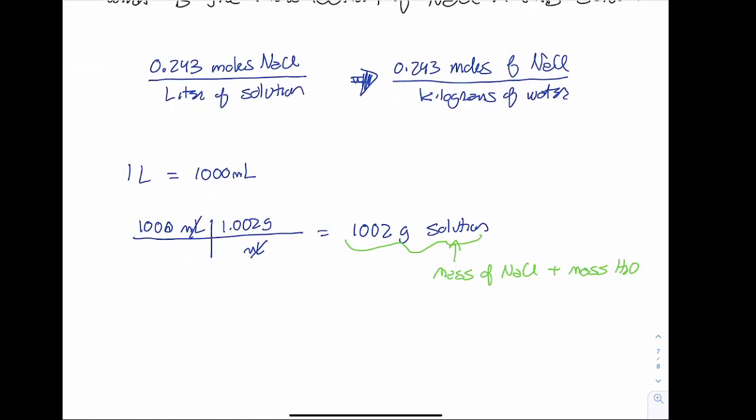So mass of sodium chloride, I have 0.243 moles. The molar mass of sodium chloride, I have 1 sodium, so 22.99, plus the mass of chloride, I get 58.44 grams per mole. I want to multiply by my molar mass so that moles cancel.